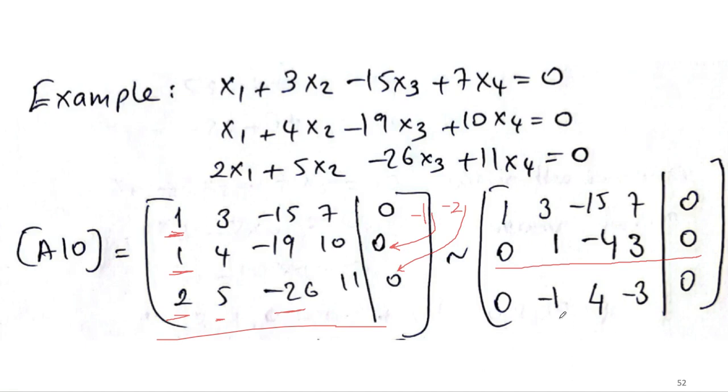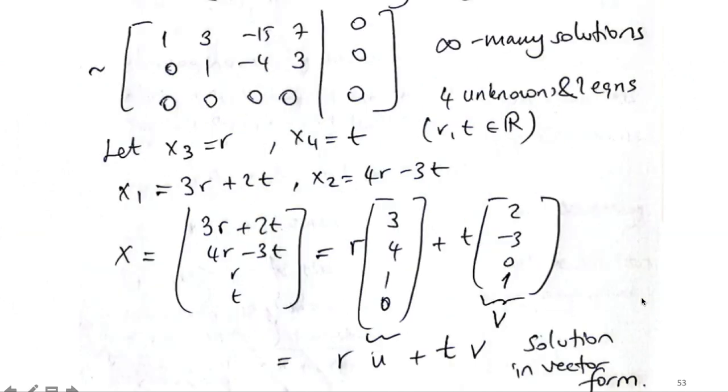And now as you notice, if we add the second row to the third one, this will become 0, this will become 0, and this will become 0. So by adding the second row to the third one, we get all these terms equal to 0. So now 0 equals 0 is always true. So actually this tells us there are infinitely many solutions.